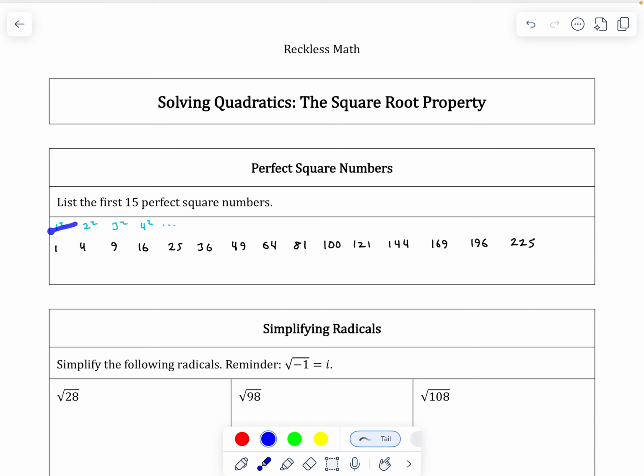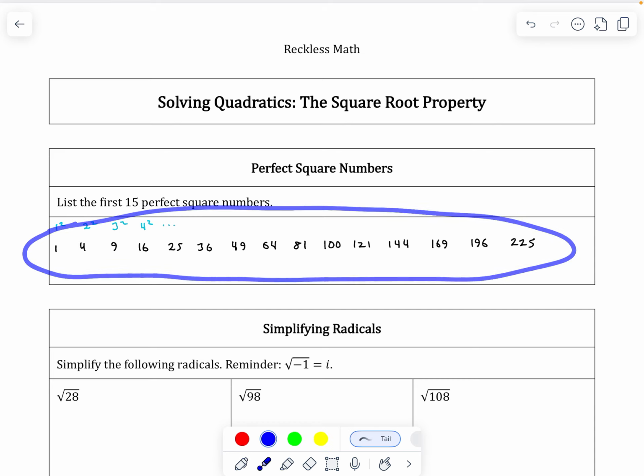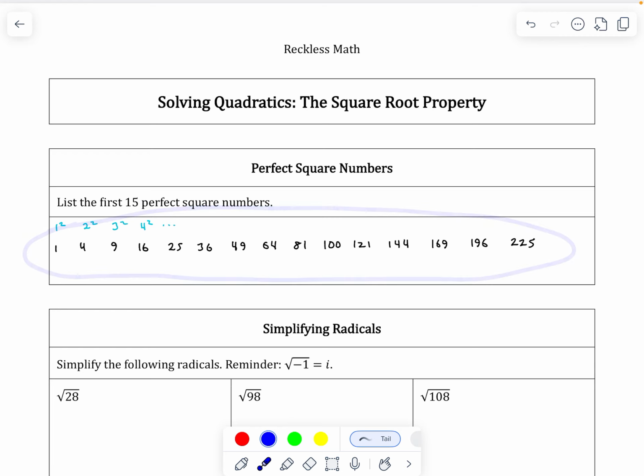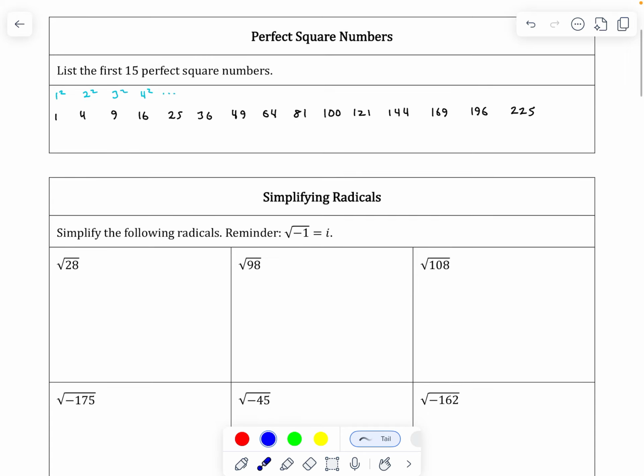So, ideally you have these numbers memorized, but I know that's unrealistic. At least be able to recognize these, be familiar with these. These numbers are going to make your life so much easier when it comes to solving these equations. But first, let's simplify radicals, which is where these perfect square numbers are going to come in.